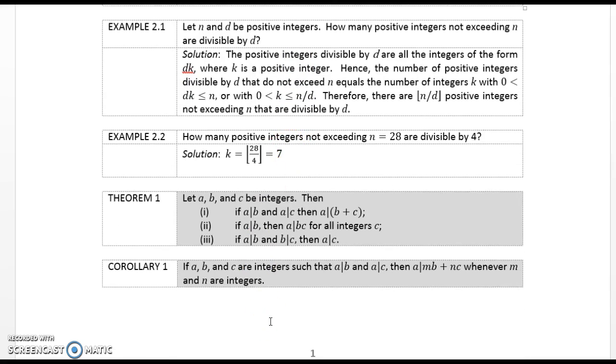Example 2.1. Let n and d be positive integers. How many positive integers not exceeding n are divisible by d? Solution. The positive integers divisible by d are all the integers of the form dk, where k is a positive integer. Hence, the number of positive integers divisible by d that do not exceed n equals the number of integers k with 0 < dk ≤ n, or with 0 < k ≤ n/d. Therefore, there are floor of n/d positive integers not exceeding n that are divisible by d.